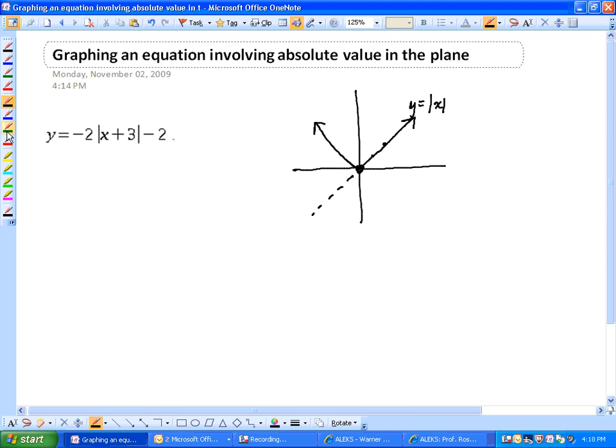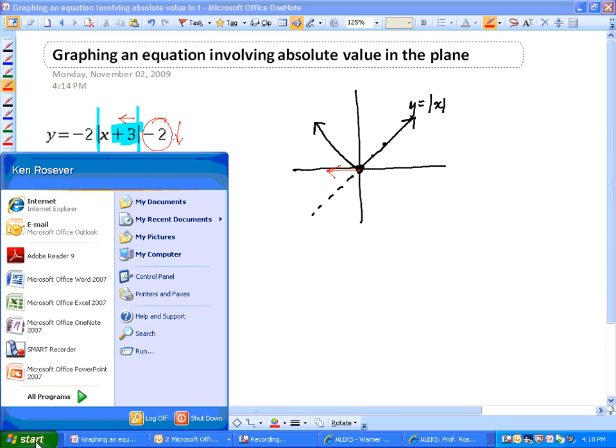Well, this one has a plus 3 in it. That plus 3 inside the absolute value is going to shift it to the left or right? To the left. It's always the opposite of the sign. So this vertex is going to go 3 to the left. And this minus 2 outside is going to cause that vertex to shift down 2. So my new vertex will be at negative 3 comma negative 2. So graphing that shouldn't be too hard.